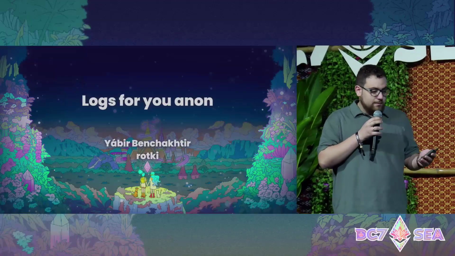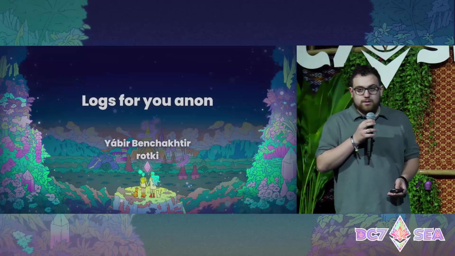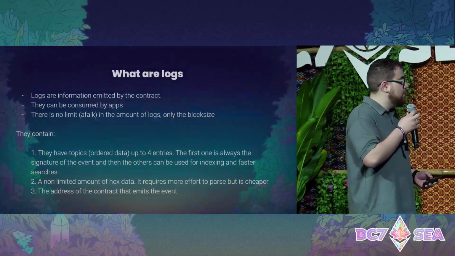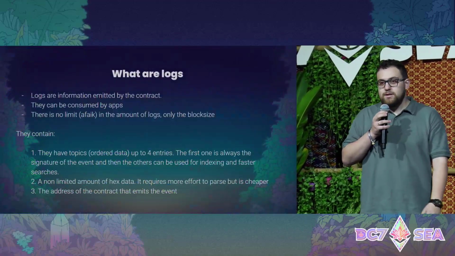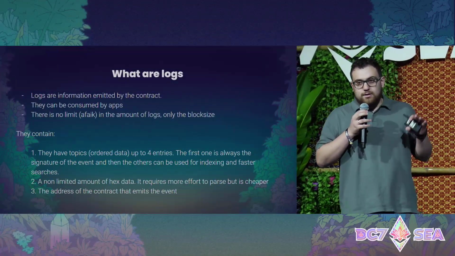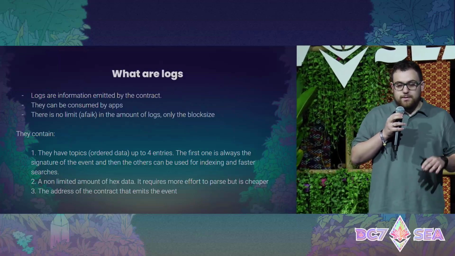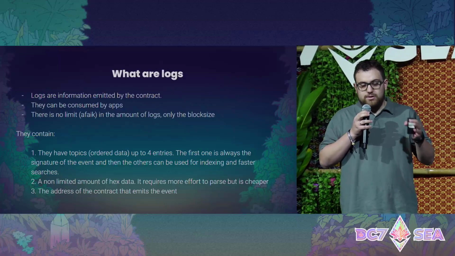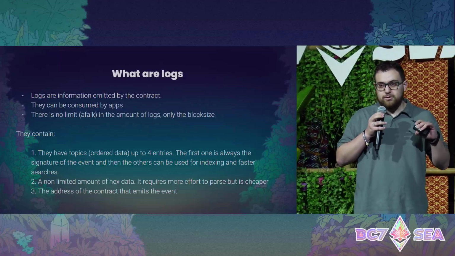So for today, my talk is Logs for You, Anon, and I will be talking about logs. So first, let's see what logs are. They are pieces of information emitted by contracts. They don't have a limit on size other than the block size, and they have three important parts.